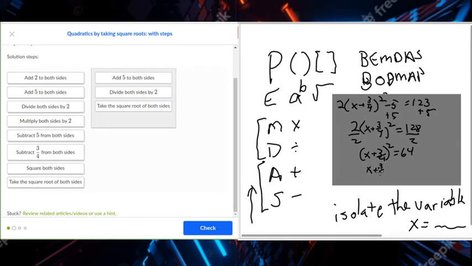X plus 3/4 is equal to positive or negative 8. I'm not going to split this up. Normally we'd split that up, but we don't have to actually solve it. The next thing we're going to do is start back down on the bottom. We broke up these parentheses, so we're going to start back down on the bottom. We're going to add and subtract. Subtract 3/4 from both sides.